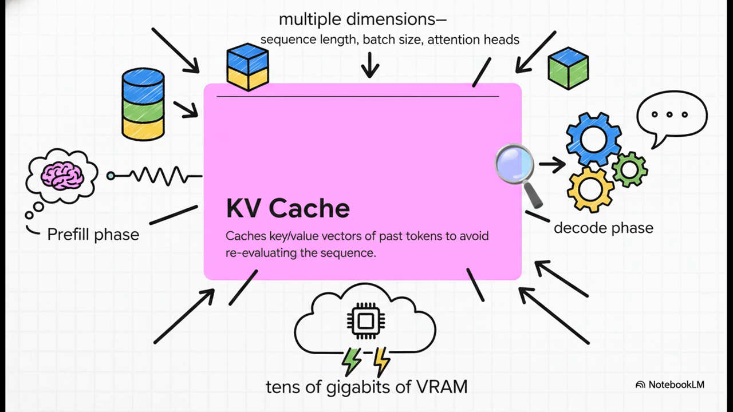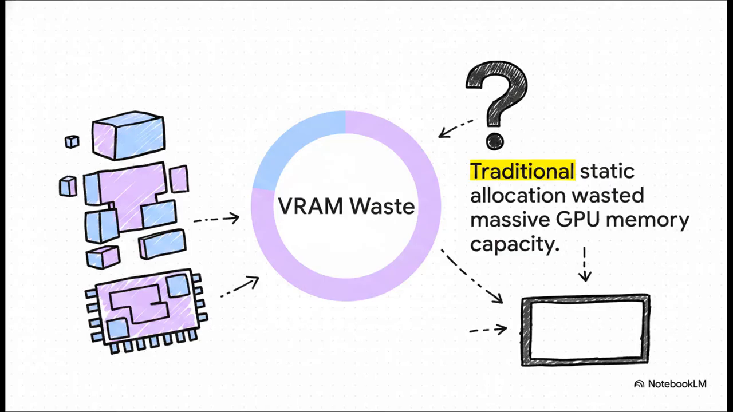The problem? This cache grows insanely fast. It scales with sequence length, batch size, attention heads. I mean, for a 70 billion parameter model serving long requests, you're chewing through tens of gigabytes of VRAM just to retain this state. And that's completely separate from the memory needed for the model's actual weights. And this right here is exactly where the old systems completely fell apart.